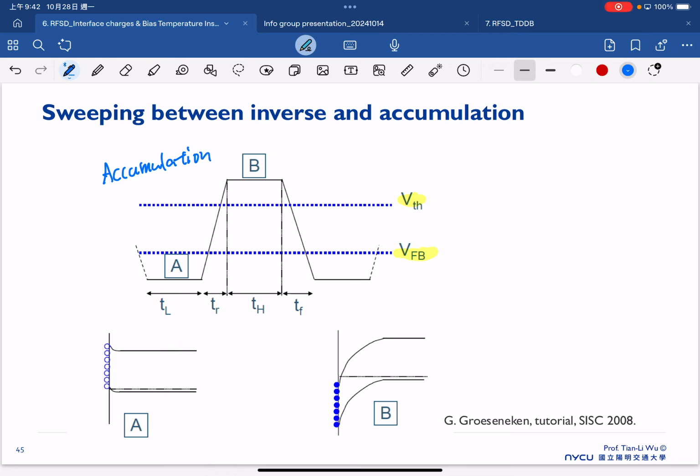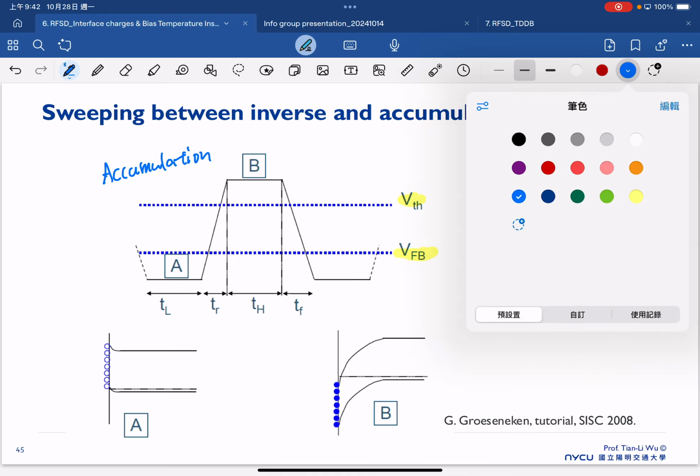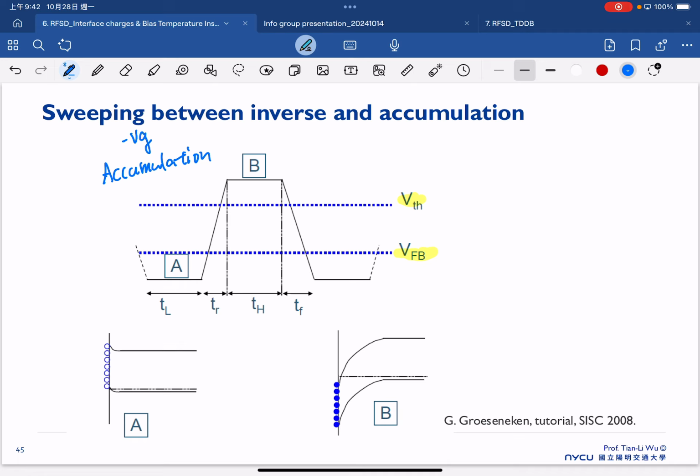Right, because now, if you still remember the CV curve, we are biased on the left-hand side, so now it's in accumulation. In accumulation, this is a negative bias. So the negative bias means we will pull up our band diagram. Now the interface states will not be filled, because right now all these interface states are above our Fermi energy. So this is our Fermi energy.